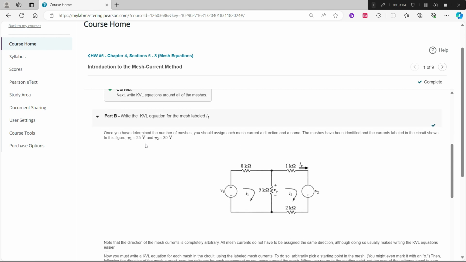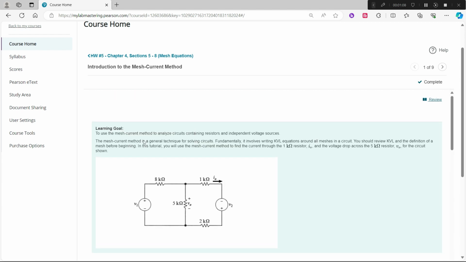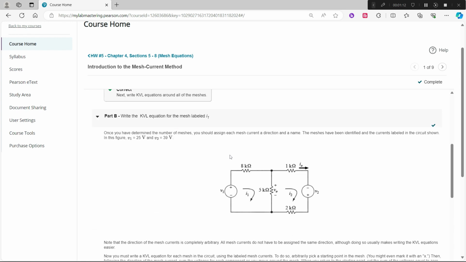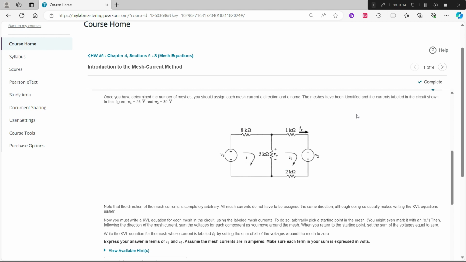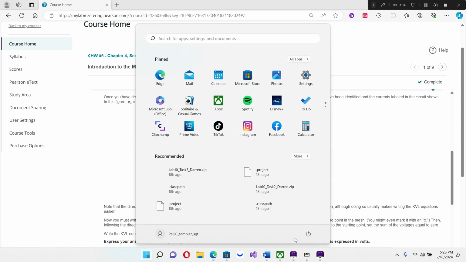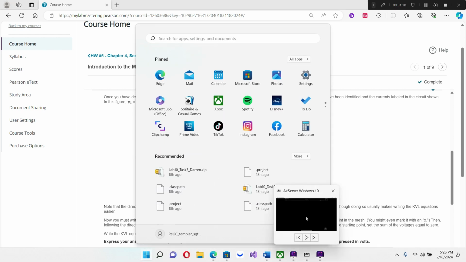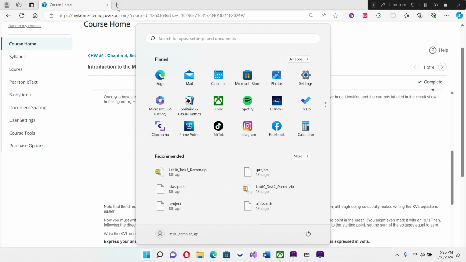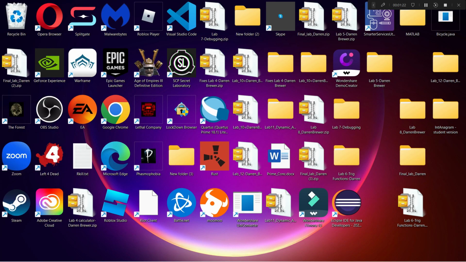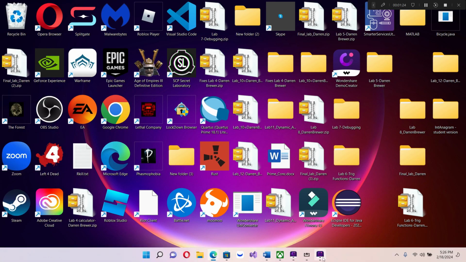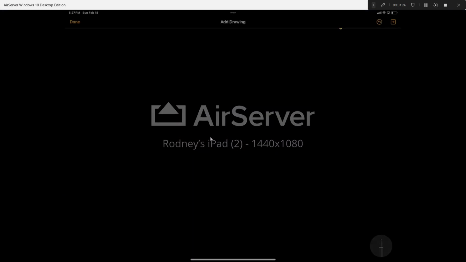That's how you do mesh analysis, also called the mesh current method. And how you do that is like so. Hold on, let me put this back over here. You take what we already have.